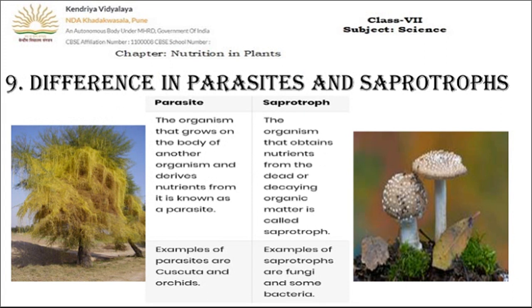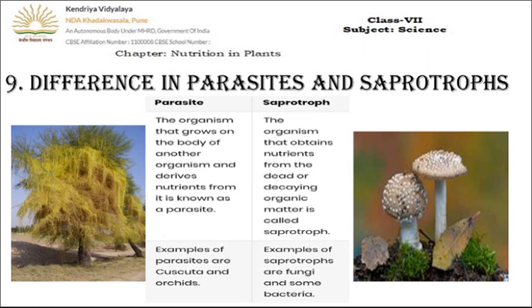Okay. Now, the next important topic of the lesson was parasites and saprophytes. Parasites are organisms that cannot prepare their own food, but the difference here is how they get their food. Parasites are the organisms that grow on the body of other organisms, and the body on which they grow is the host body. They get all the nutrients which they require from the body of the host.